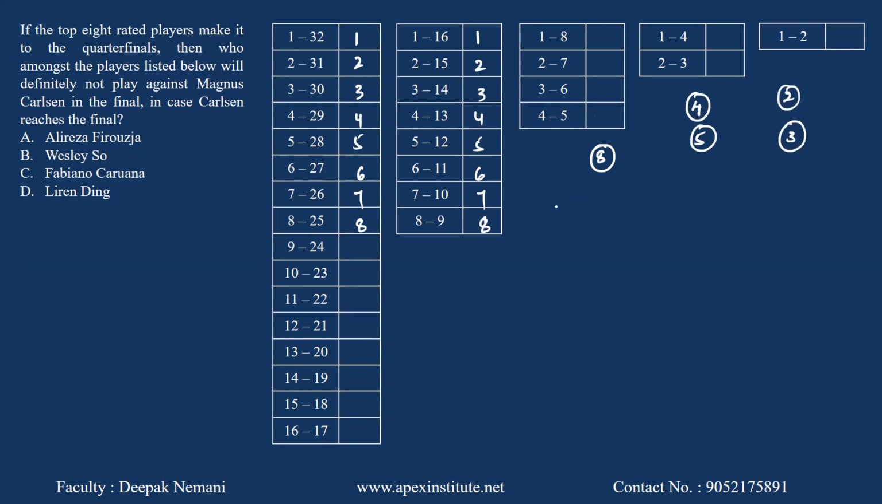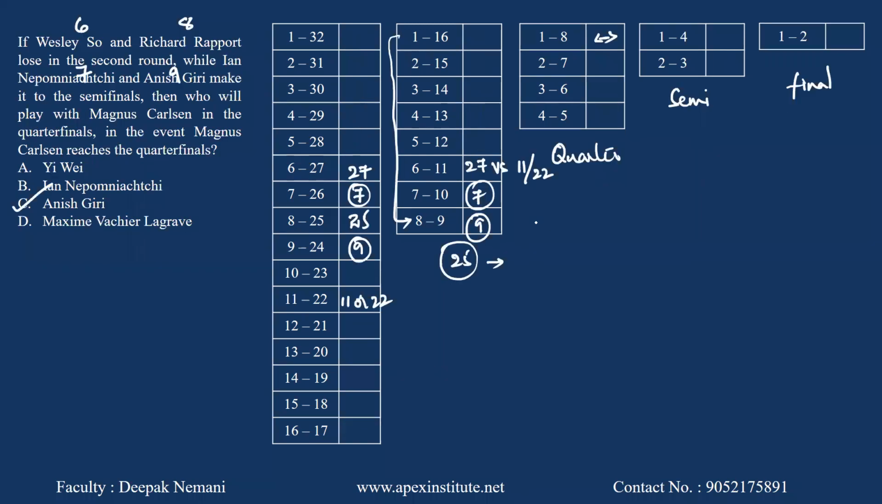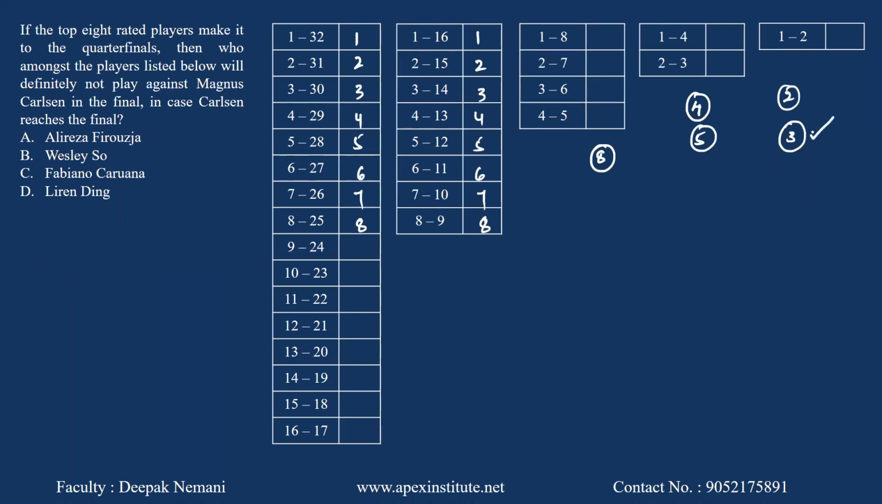So definitely not play against Magnus Carlsen in final, in case Carlsen reaches the final. Okay. So Alireza. So Alireza's rank 3. He can play.